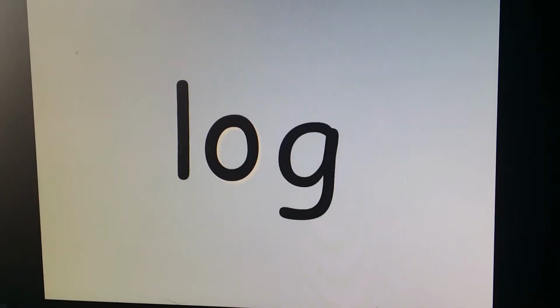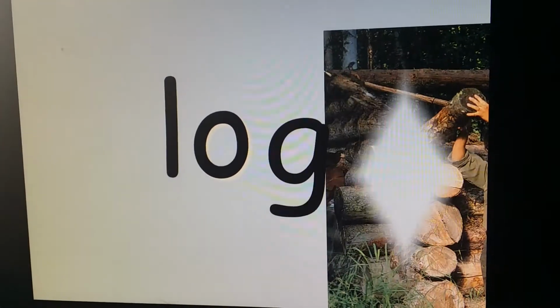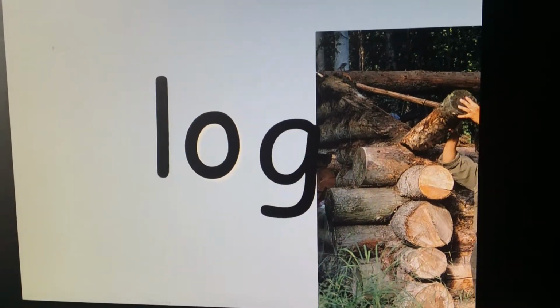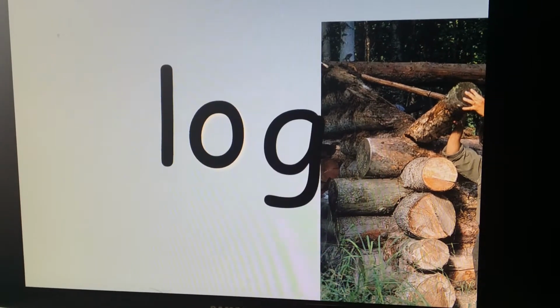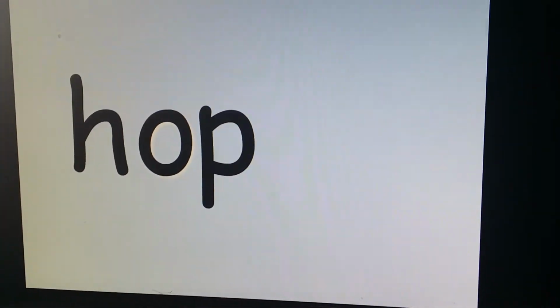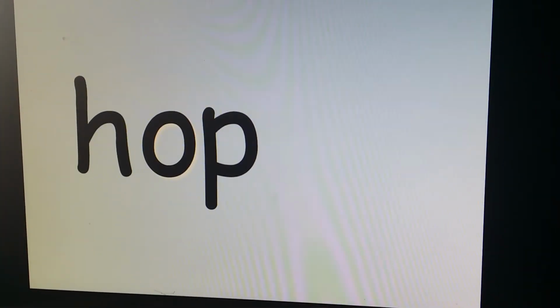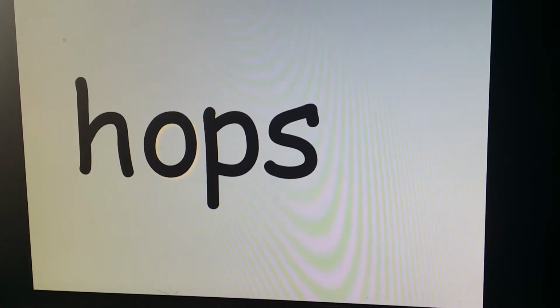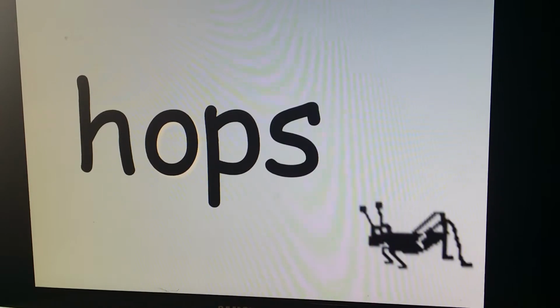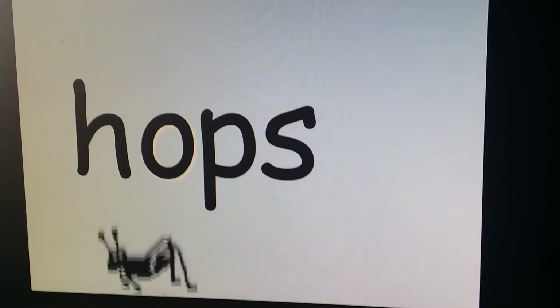Log. There's a log from a tree trunk, and then people build log cabins. Op. Hops. The grasshopper hops along.